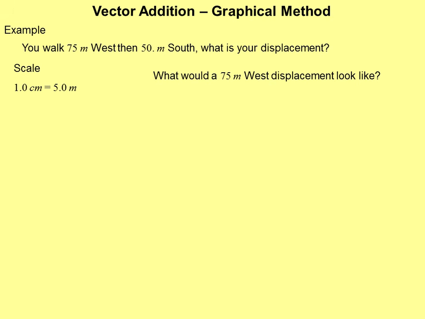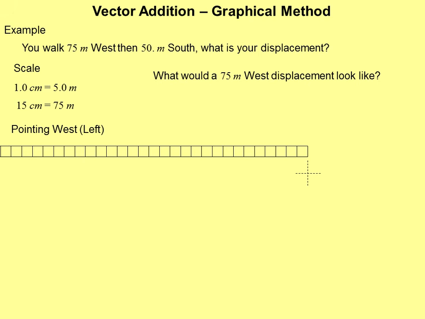So if I wanted to draw a 75 meter west displacement, how long would my arrow have to be? Since it's 1 to 5, hopefully you can figure out that it should be 15 centimeters long. And since it's pointing west, using our normal cardinal directions, that would be to the left. So here's where I'm going to draw the arrow from. I'm going to lay down my ruler. This ruler happens to be calibrated in centimeters. And I'm going to draw a 15 centimeter long arrow. Notice here the head of the arrow is part of the drawing. The head is part of the arrow, so you have to go from the tip to the tail for the 15 centimeters. And I've labeled it 75 meters.